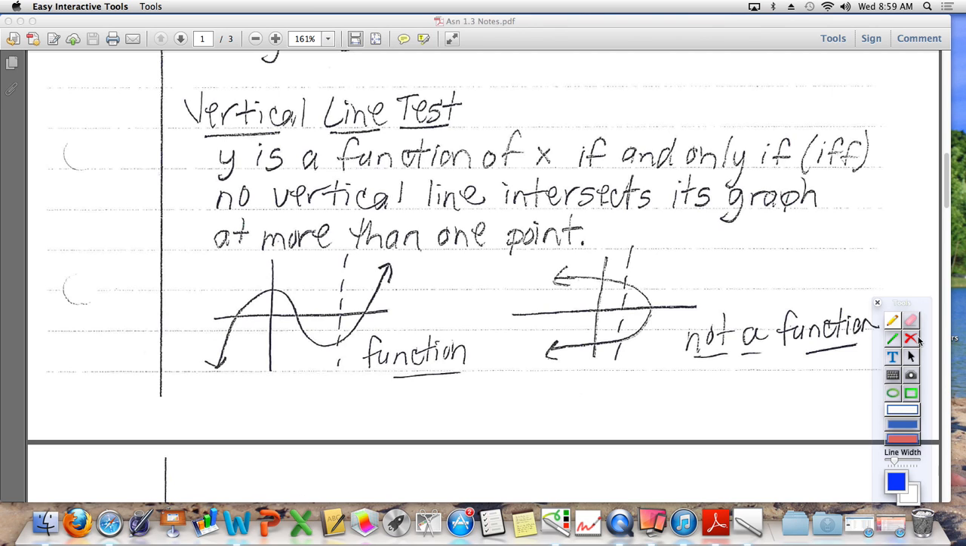This first one on the left is a function, and it is a function because it passes the vertical line test. Regardless of where I draw a vertical line, it will only ever touch the graph in exactly one spot. Therefore, y is a function of x. For each x value, I get exactly one y value. The second example is not a function, and it is not a function because when I draw in this vertical line, it touches the graph in two spots. Not a function.